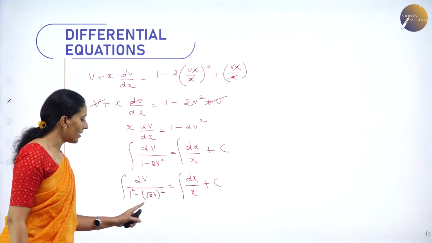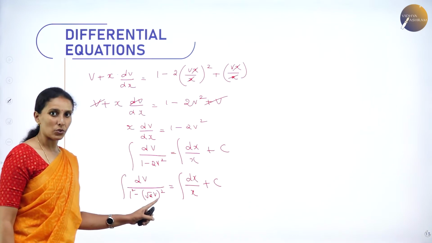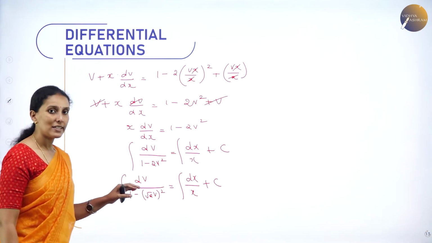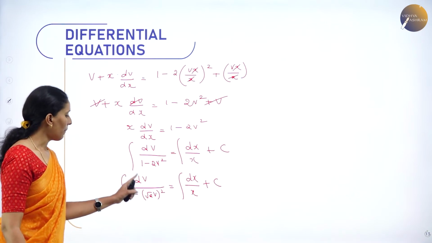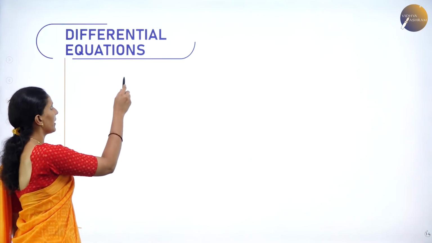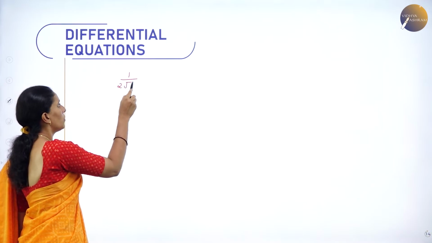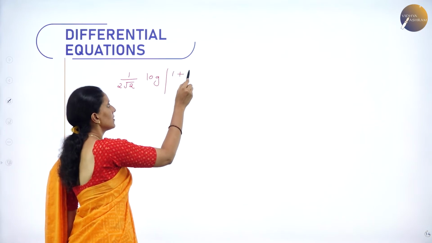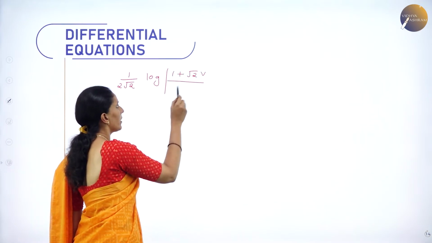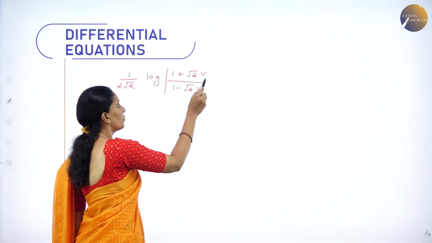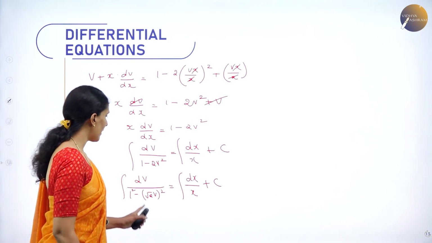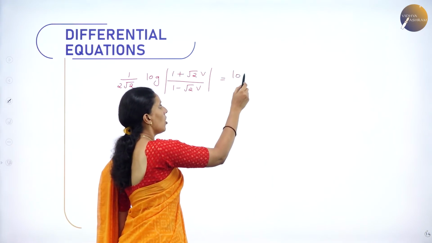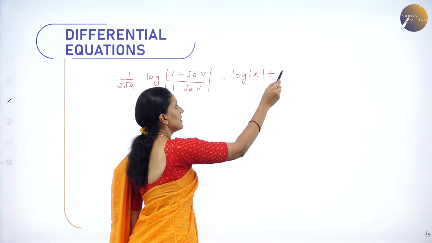Now this is of the standard integral of the form a square minus x square. So what is the integral of 1 by a square minus x square? It is 1 by 2a log of a plus x by a minus x. So now applying the standard integral, this will become 1 divided by 2 root 2 log of modulus 1 plus root 2v divided by 1 minus root 2v. So this is for the standard integral we have here. Next, on the other side we have log of mod x plus c.